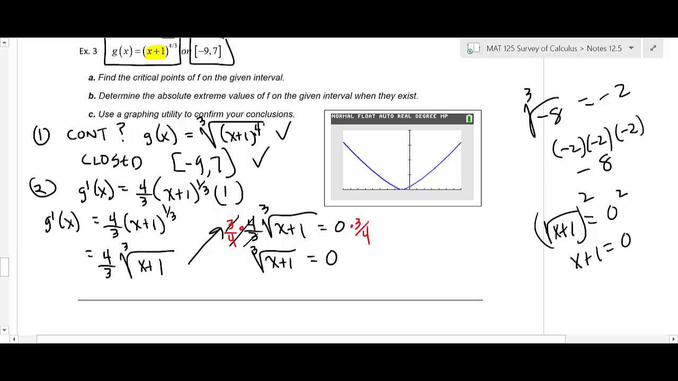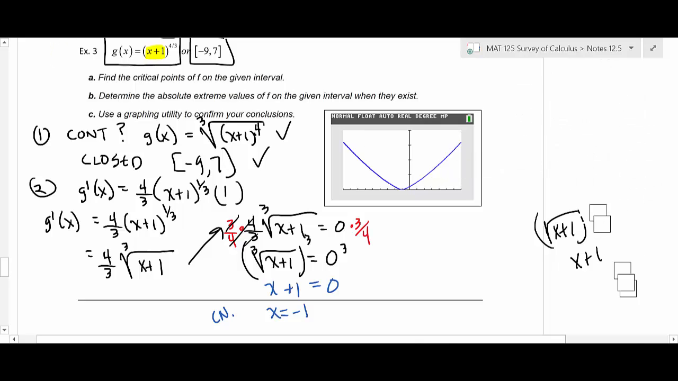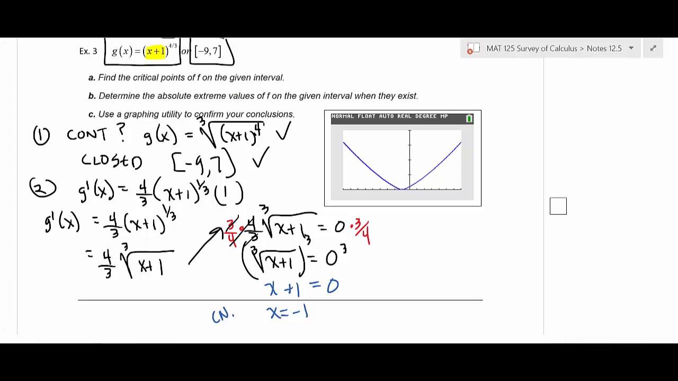Okay, well, how do you get rid of a cube root? You cube both sides. Okay, so you want to raise both sides to the third power. That's going to leave you with x plus 1. 0 to the third is 0. So what's the answer to that equation? -1. So that's your critical number. Okay, now see, that's algebra stuff. We haven't solved a lot of equations with radicals, but you're going to do that from time to time. That's the general thing: square a square root, cube a cube root, and so forth. You get rid of it.